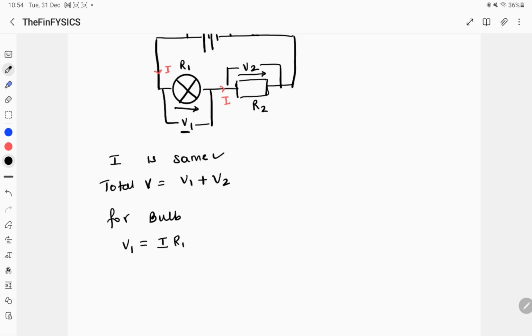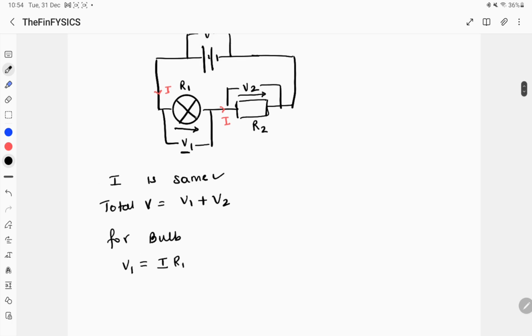Common mistakes, what kids do is they take the total voltage for the bulb. That's where you go wrong. Remember, when you are using Ohm's law, it's V is equal to IR, very good, but remember that V is for a component, and if the V is for a component, you have to take the resistance of that component and the current flowing through that component.